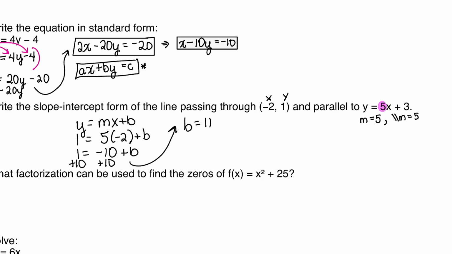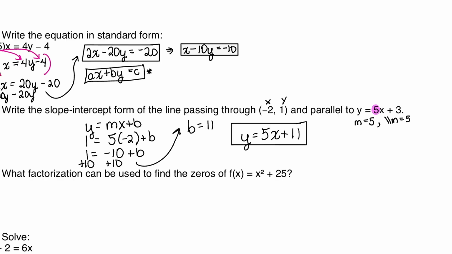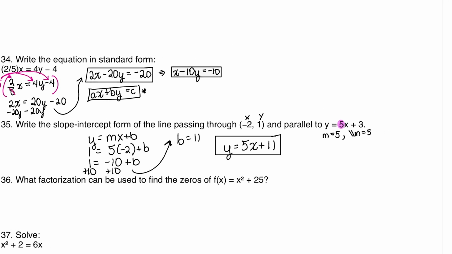So our b is 11. Now writing our final answer is going to be y equals mx plus b, where our slope is 5 and our b is 11. So this equation is the line that has a slope that's the same as the one that we were given, and the line is parallel. The line that we found is parallel to the one that we were given.